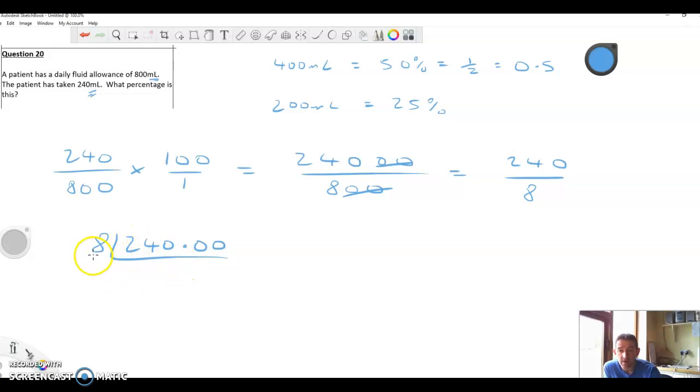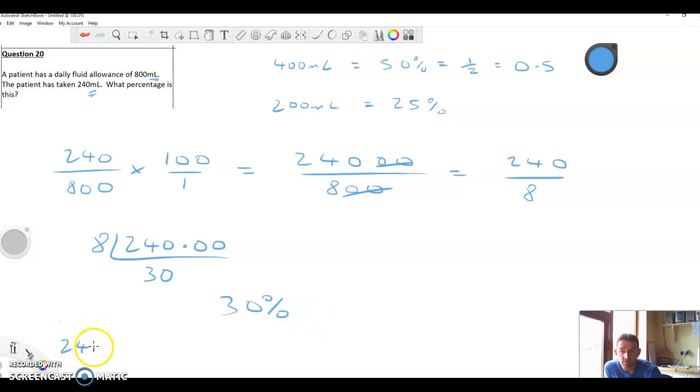8 into 2 doesn't go. 8 into 24 goes 3 times with no remainder. 8 into 0 doesn't go. So our answer is 30. 30% is the same. 30% is 240 mils is 30% of 800 mils.